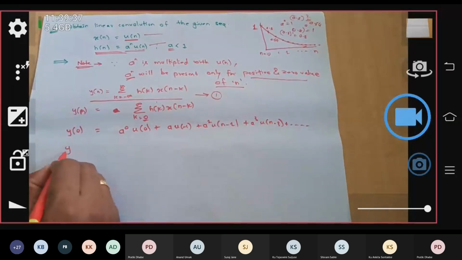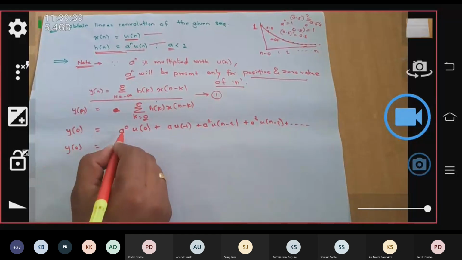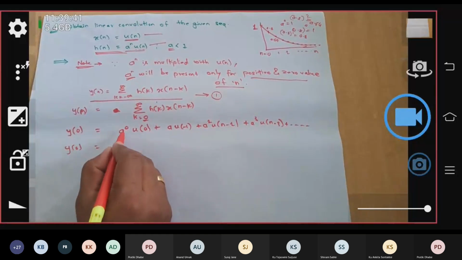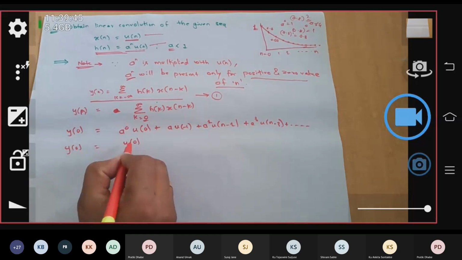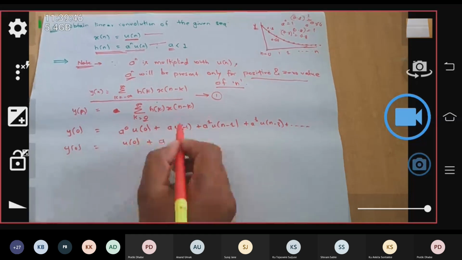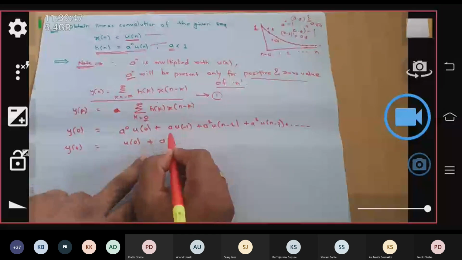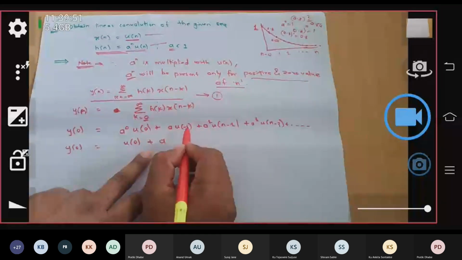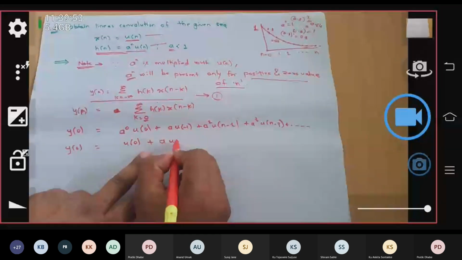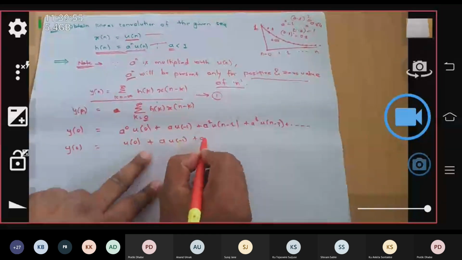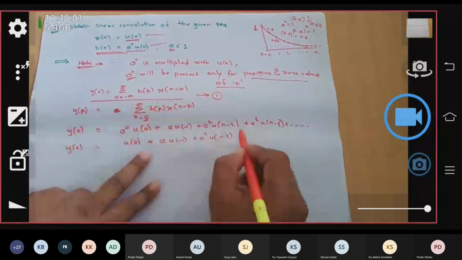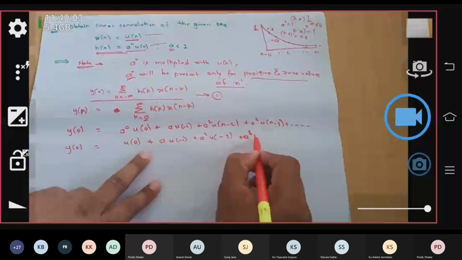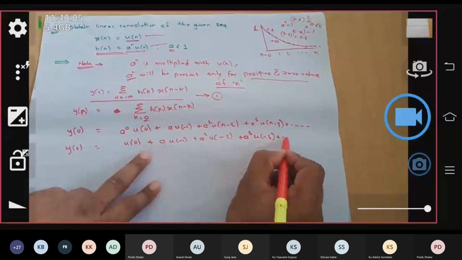Okay, so y of 0 will be equal to, what is a raised to 0? a raised to 0 is 1. 1 multiplied with u of 0, you will get u of 0, plus a into u of minus 1, plus a square into u of minus 2. Why? Because n is equal to 0, we are obtaining y of 0, plus a cube u of minus 3, and so on.